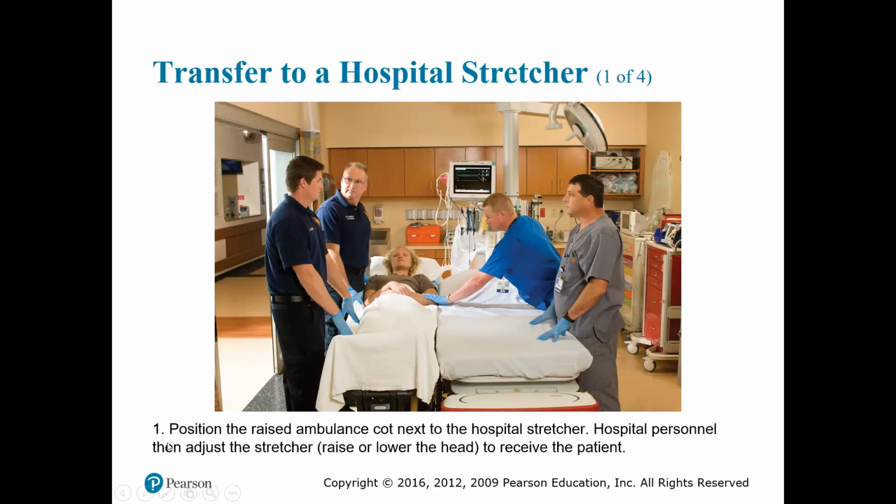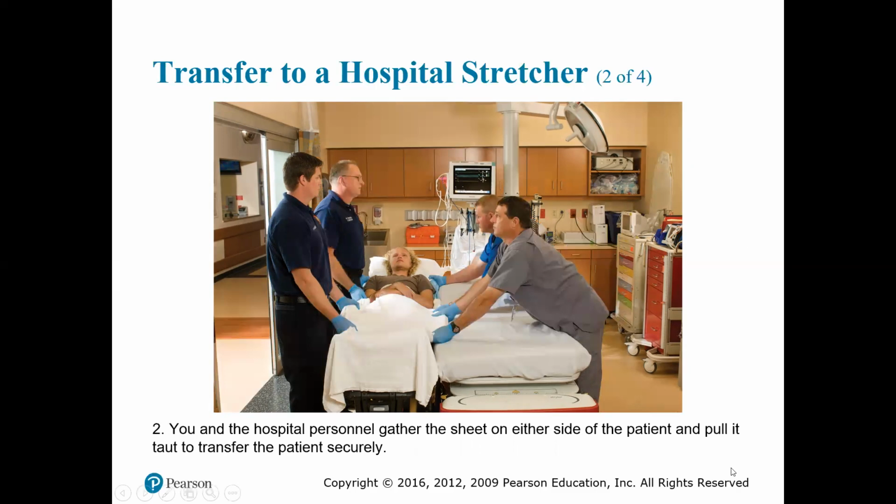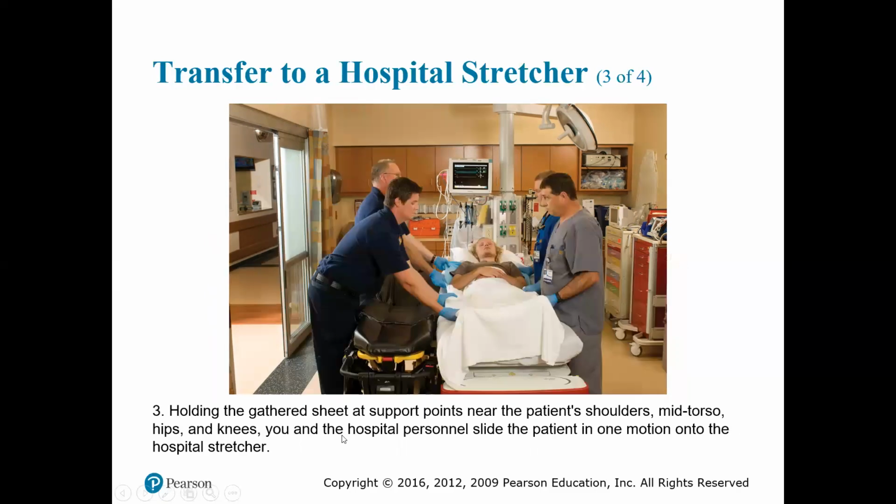All right, position the raised ambulance cot to the hospital stretcher. So we want to keep them just about even, maybe even a little bit higher. Hospital personnel then adjust their stretcher, raise or lower the head. So we want our stretcher and our hospital bed to have the same head position. If you're laying down flat, obviously we're going to lower it, and vice versa. Okay. You and the hospital personnel gather the sheet on either side. Okay. And pull it taut to transfer the patient securely.